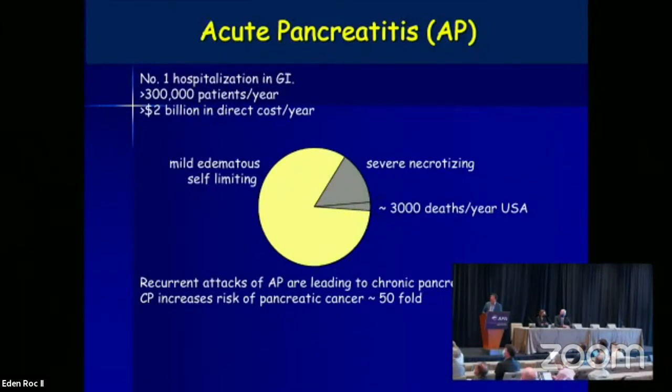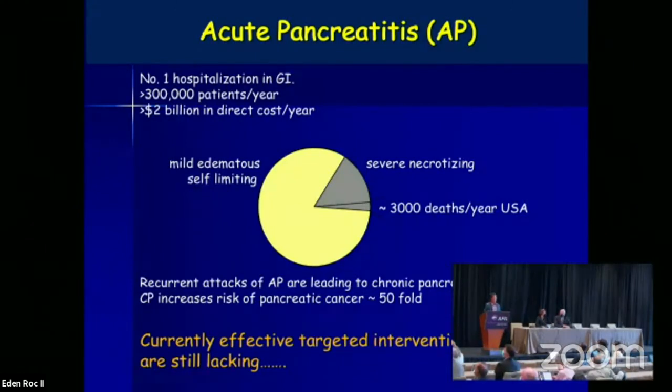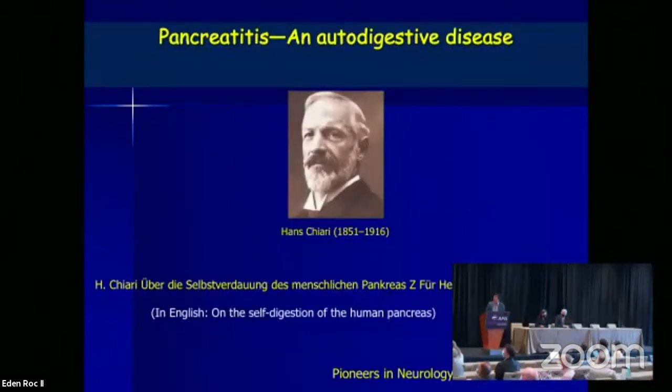As you know, pancreatitis is a common disease in the GI field. I will skip the detail of the disease, but unfortunately, right now, we still don't have a targeted therapy for this terrible disease. More than 120 years ago, a genius pathologist proposed that pancreatitis is an autodigestive disease. That's what we learned from the textbook, and that's what we are still teaching the medical school students. But in recent years, there's a question of whether this concept is still true.